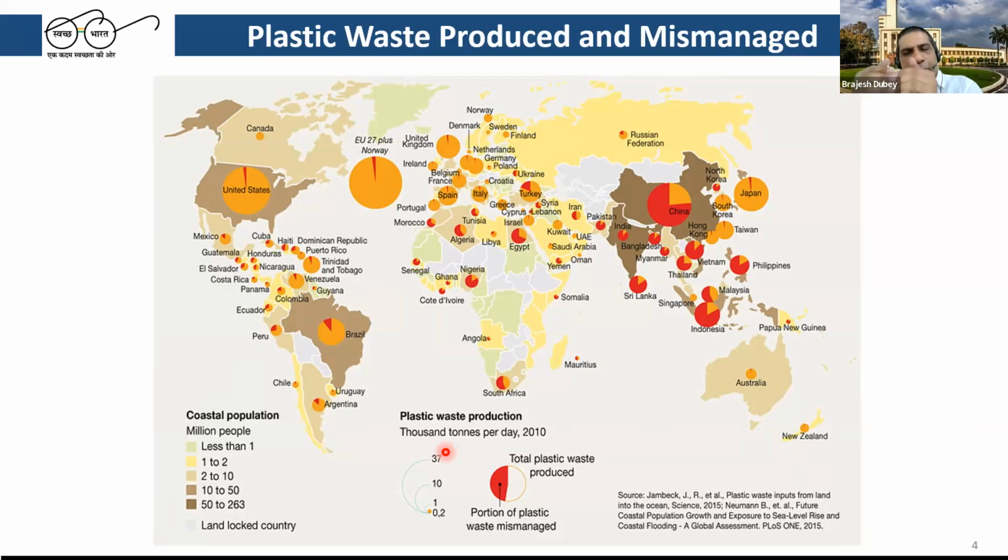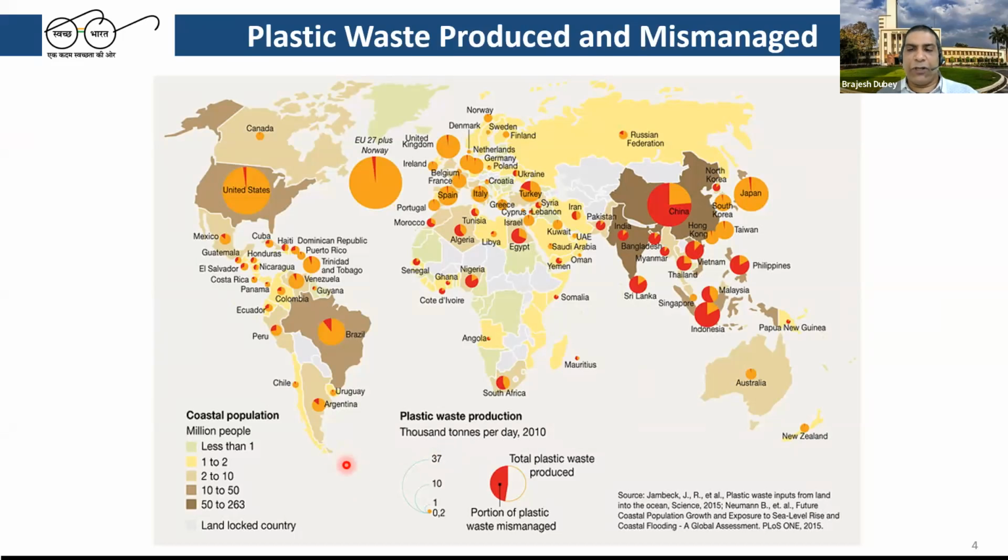So banning is a welcome step, but it's not enough. We have to have a robust plastic waste management infrastructure in every urban sector in India and across the world. I'm focusing more on India right now, but across the world, in developing countries as well as developed countries, it is very important to have a robust plastic waste management infrastructure.